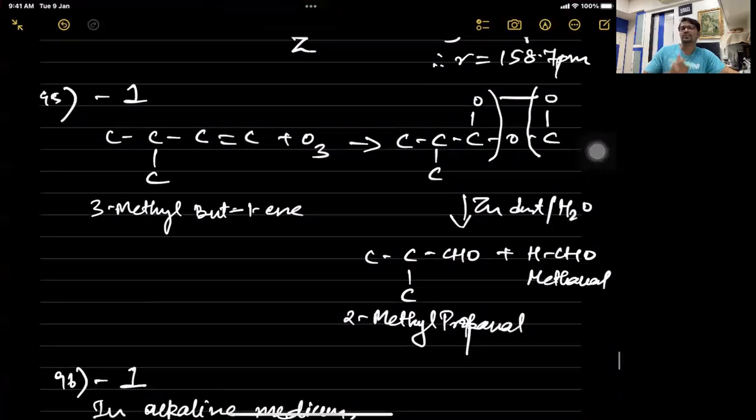If the compound is 3-methyl but-1-ene, look at that. On ozonolysis, 3 oxygens add, 1 in between the double bond and 2 across. Then the ozonide breaks over there, leaving 1 oxygen, which goes with zinc as Zn. And it gives a mixture of 2 aldehydes. So 95 is the first one.